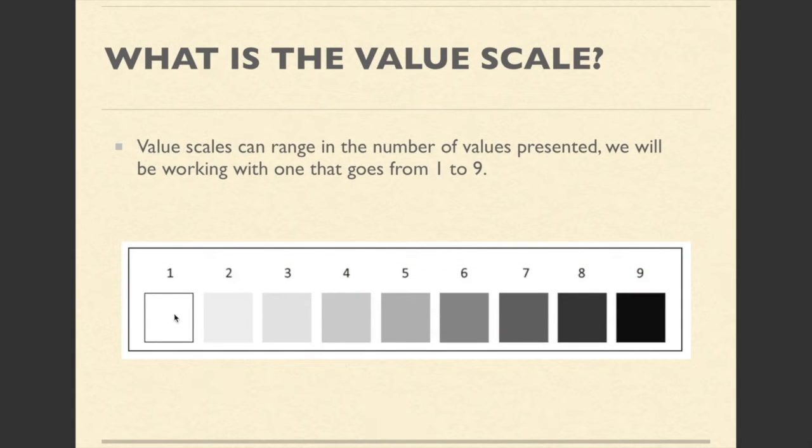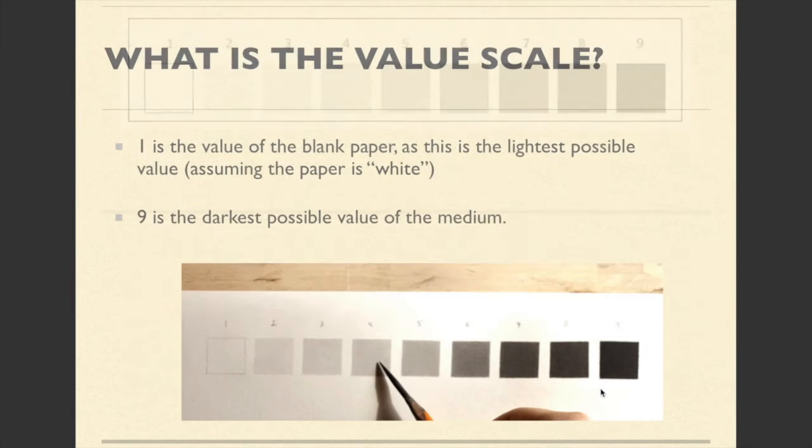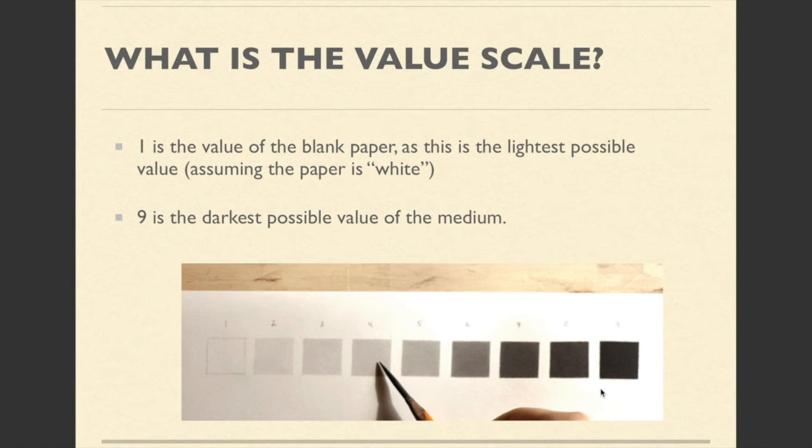We already talked about this. Ours goes from 1 to 9. Now in drawing, 1 is the value of the blank paper. This is white, assuming you're using white paper. 9 is the darkest possible value of the medium. If you're working with ink, you're likely going to have a darker 9 than if you're working with graphite, but nonetheless, the darkest possible value of that medium is going to be 9. And 1 will be the white of the paper, assuming you're using white paper.